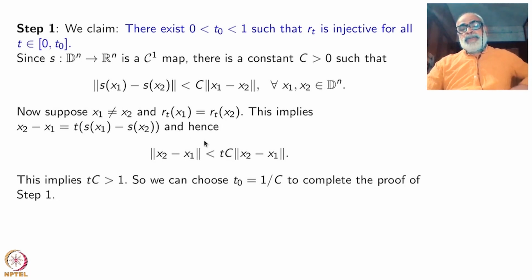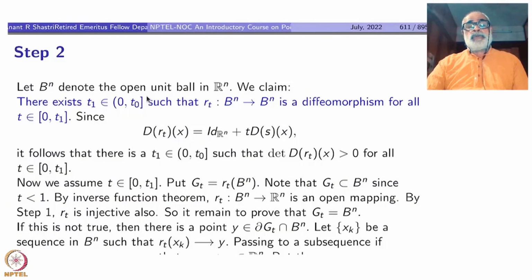So this can happen only beyond this t naught. That's why we take something less than or equal to t naught. This will never happen. That means that S is injective. The Rt is injective, sorry. All right, now let us go ahead.